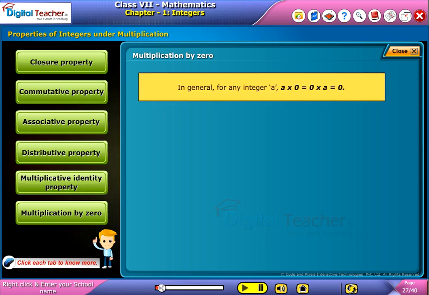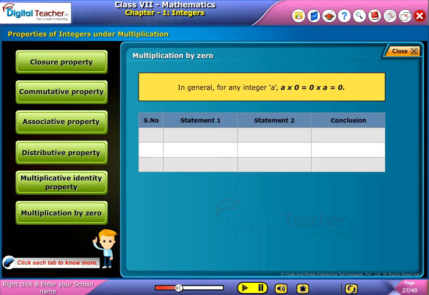Multiplication by zero property defines that for any integer a, a into 0 is equal to 0 into a is equal to 0. In the first statement, -9 into 0 is equal to 0, and in the second statement, 0 into -9 is equal to 0.